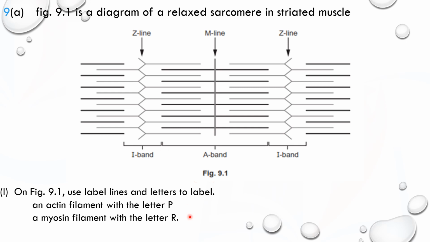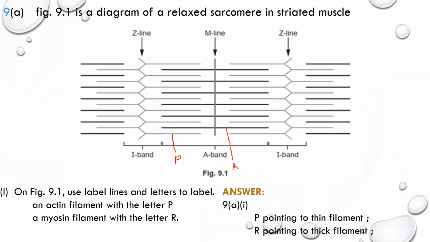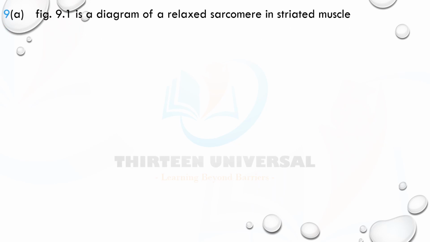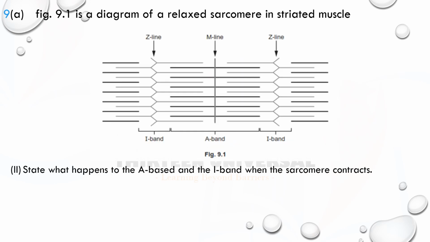Actin is a thin filament. So label here with P. This is a thin filament, this one here. So this is P. And the thick one is R, myosin. So that's it. Pointing to thin filament, then pointing to thick filament. 2 marks, no time. Fig 9.1 is a diagram of a relaxed sarcomere. The same question, look at it. They said state what happens to the A band, this is band, not base, and the I band when sarcomere shortens.